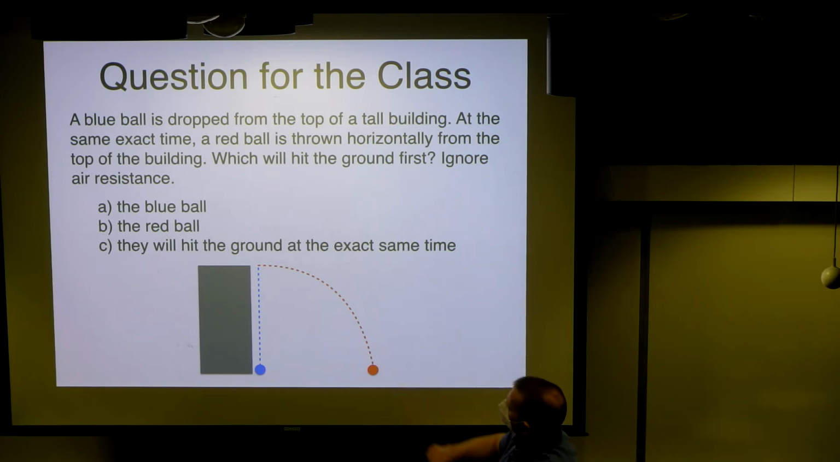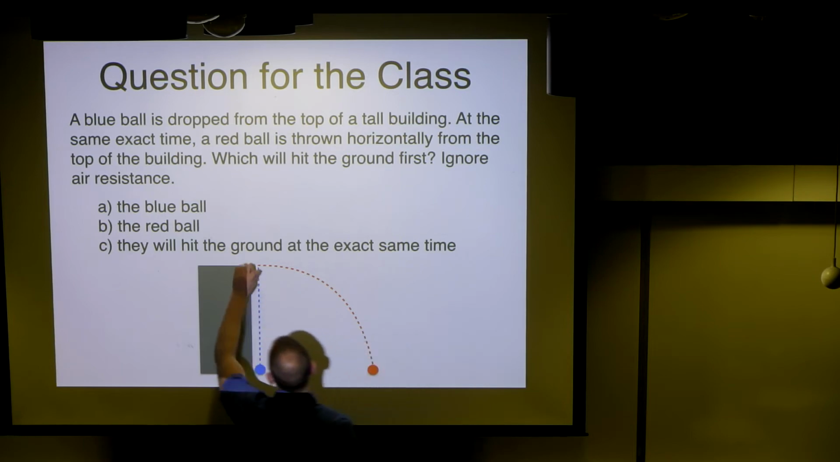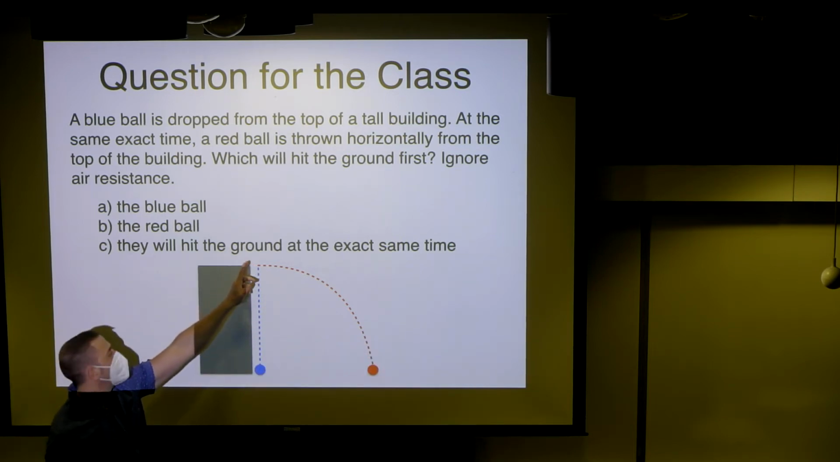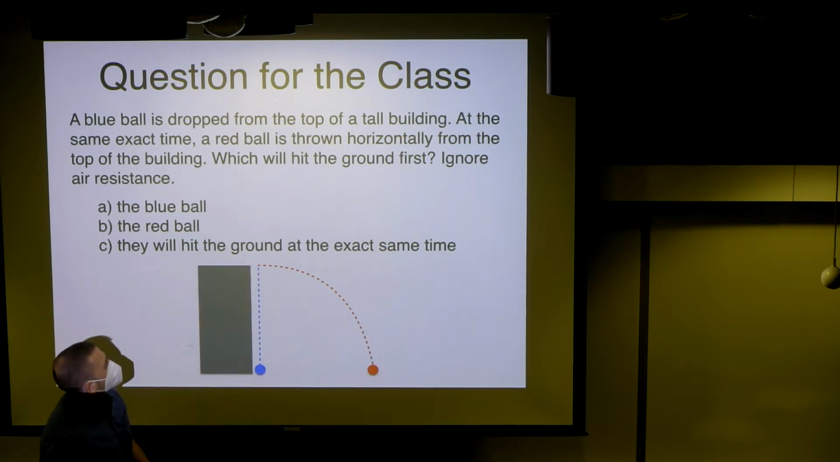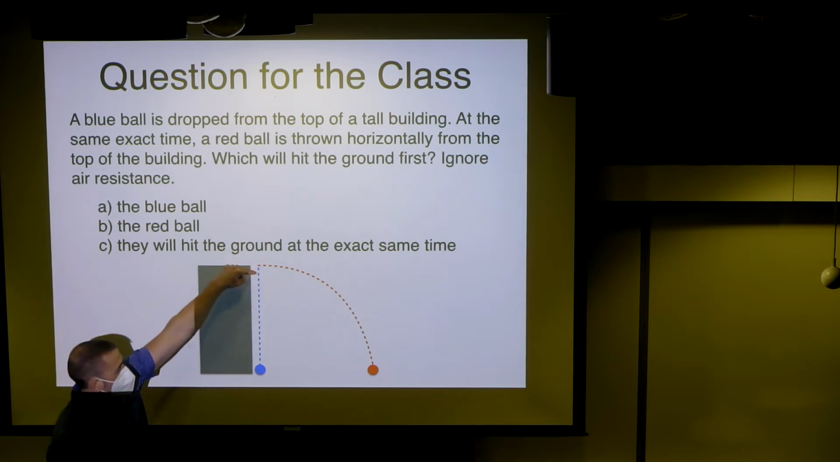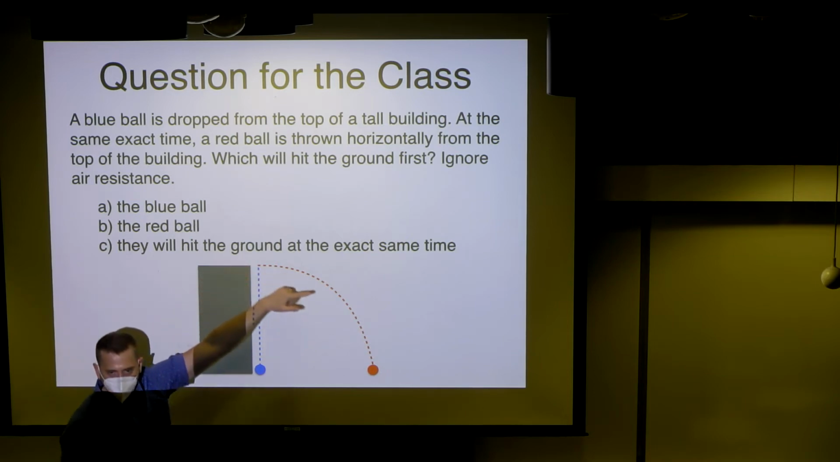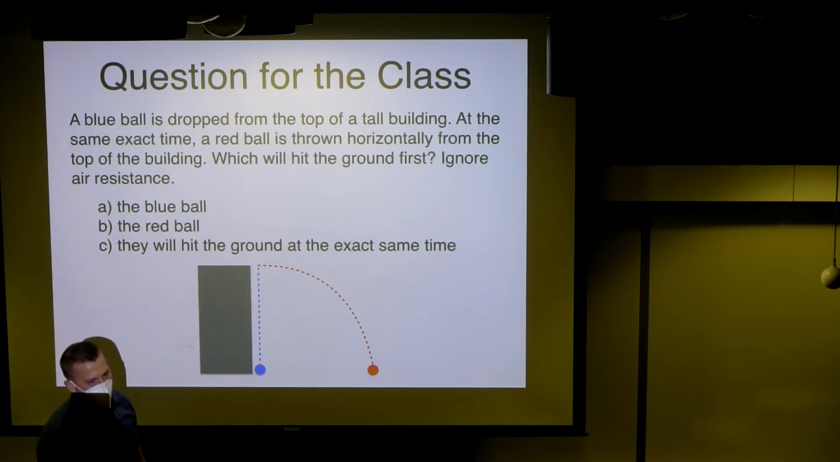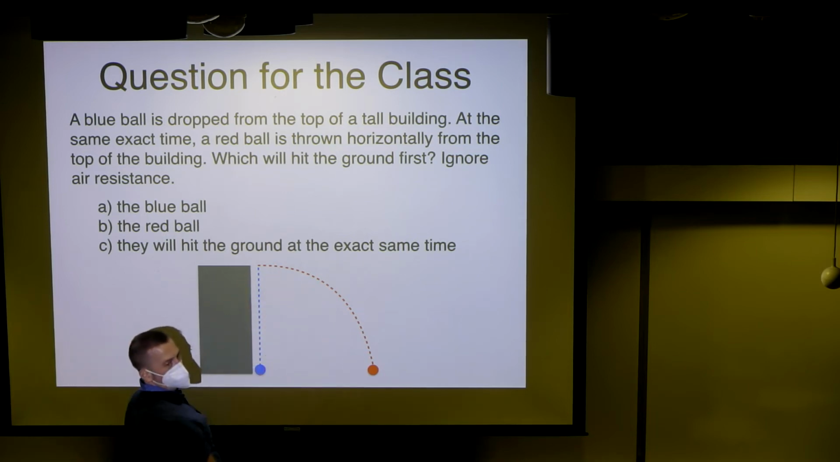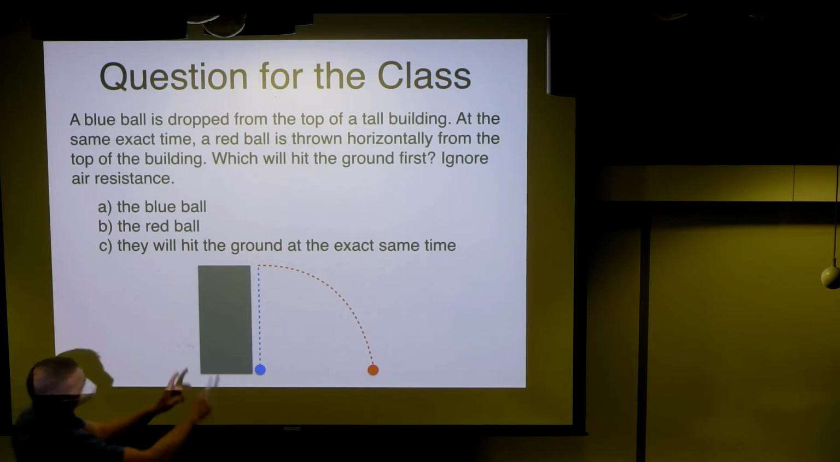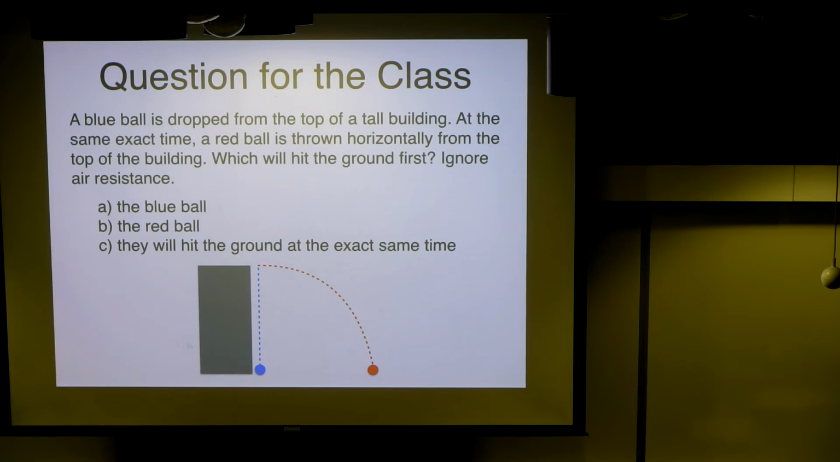I have two objects. I have a blue ball, which is dropped from the top of a very tall building. It falls straight down. And at the exact same moment that I dropped this one, I throw this red ball so that it's moving just horizontally at the moment when I release it. Okay? So these are the two paths that we're thinking about. Of course, what we're going to do is ignore air resistance. So just think about the influence of gravity on the motion of these two objects. What statement is true? Which one of these is going to hit the ground first?